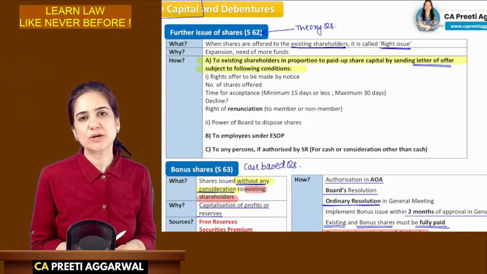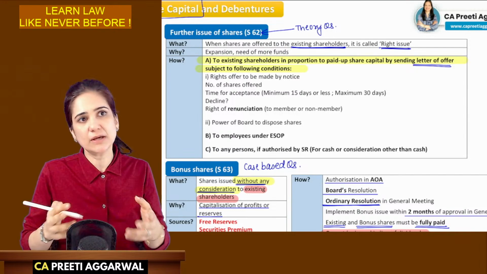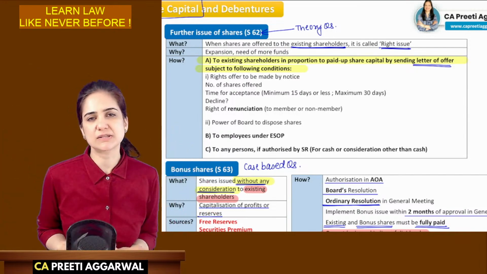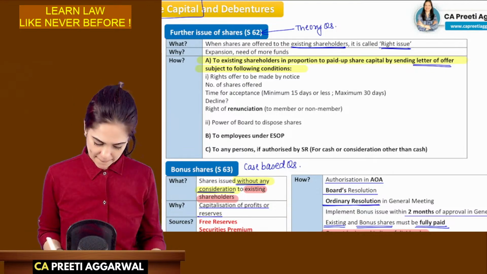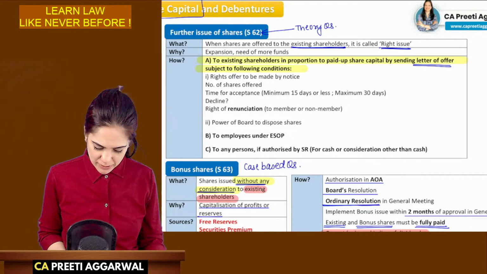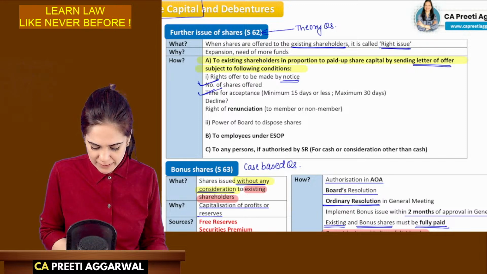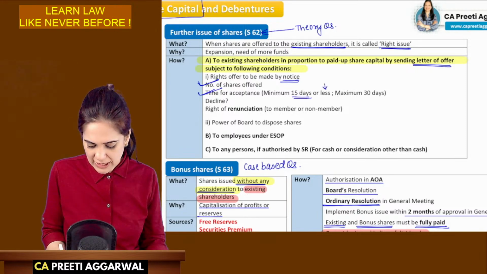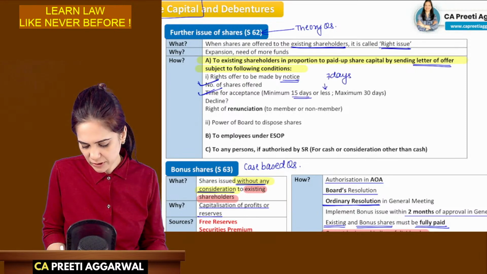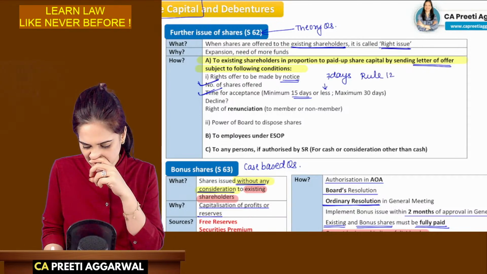Because the existing shareholders will argue with the company: before going to the outsiders, you should have asked us, we would have bought it. The rights offer is to be made by notice. The notice will mention the number of shares offered and the time for acceptance, minimum 15 days or less, that can be 7 days. This is mentioned in rule 12A.